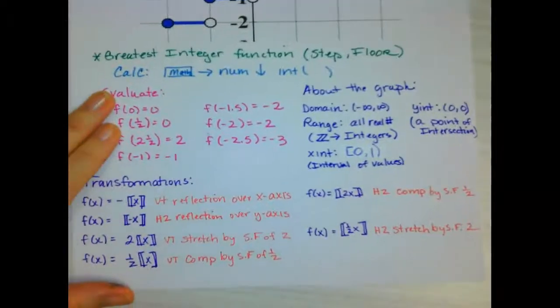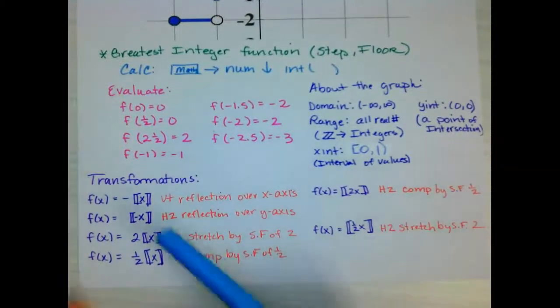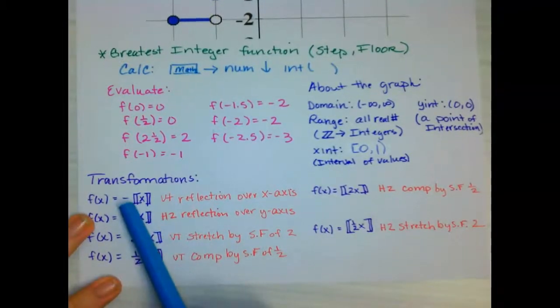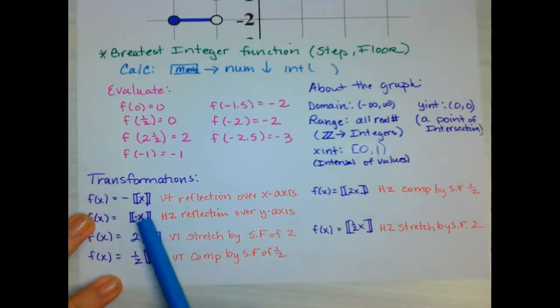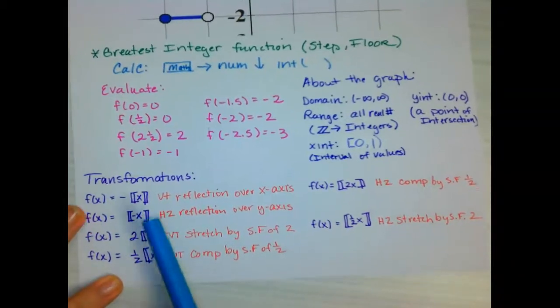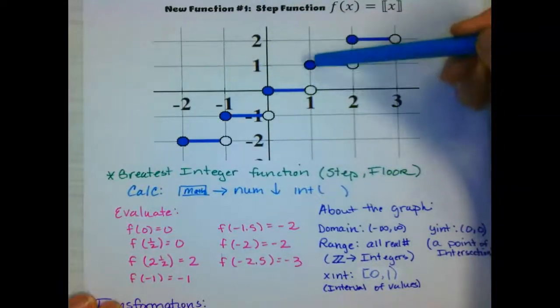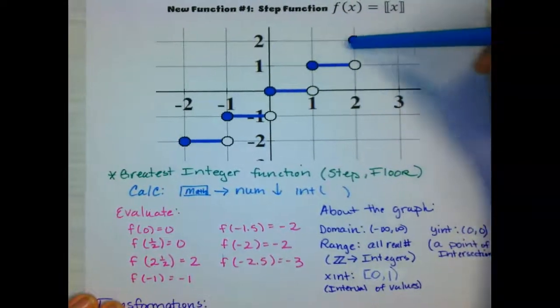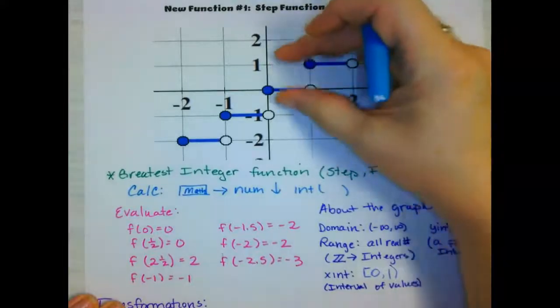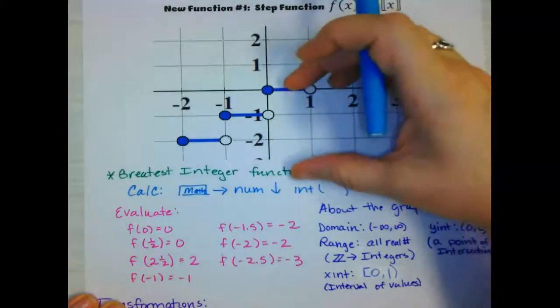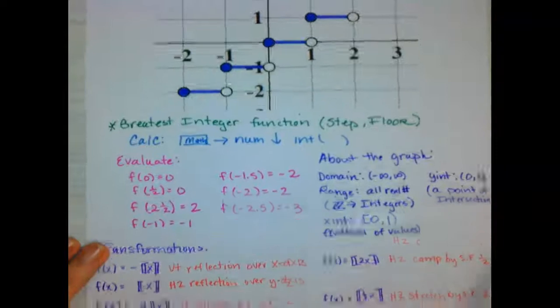Transformations, they're pretty similar to just anything we've been doing. If I put the minus in front, that's a reflection over the x-axis. If I put the minus inside, that's a reflection over y. If I put a 2 in front, that's a vertical stretch by 2, which means these bars get further apart. So like I would go over 1, instead of going up 1, I'd go up 2. So the next branch would be up here, and you can see that there's going to be a wider space here, and there's going to be a wider space when you go down.